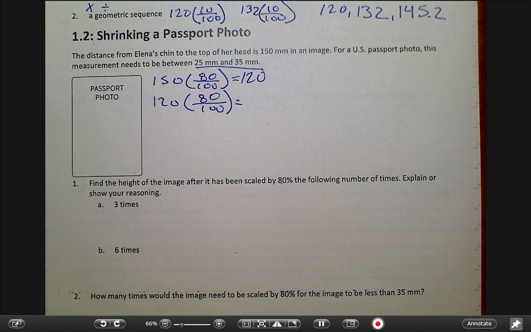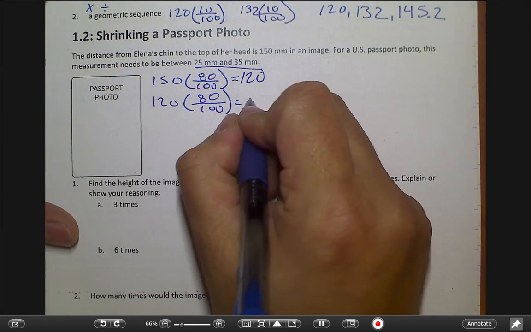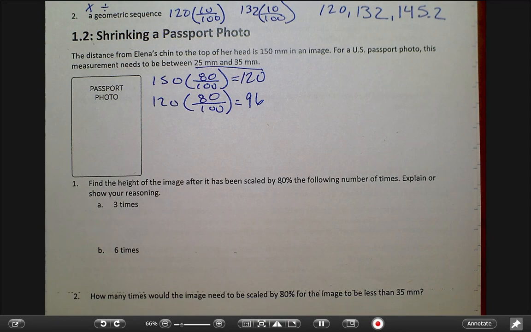Why did I put it? 96. Still doesn't meet the requirements, so you repeat it. Yeah. 96? Okay. 96. So these guys are saying that it's still 96. It's not, yeah. Do it again, right?